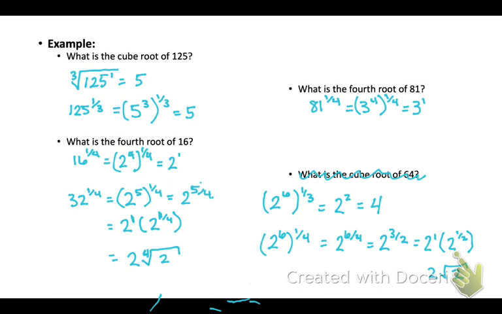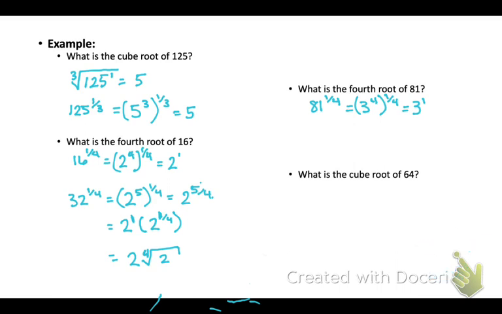So you see how I can use those exponent rules to manipulate it and make it easier on myself? Okay, so we got one more. Okay, do that one.